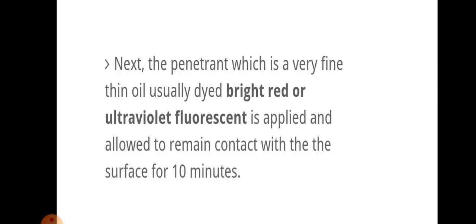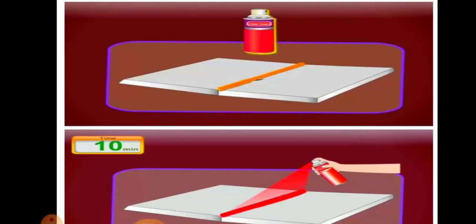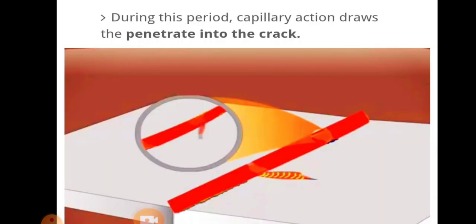Then next the penetrant, which is a very fine, thin oil, usually dyed bright red or ultraviolet fluorescent, is applied and allowed to remain in contact with the surface for almost 10 minutes. Here we can see the time is 10 minutes. The dyed penetrant will be placed. During this period, capillary action draws the penetrant into the crack. So due to the capillary action, the penetrant will penetrate into the crack.